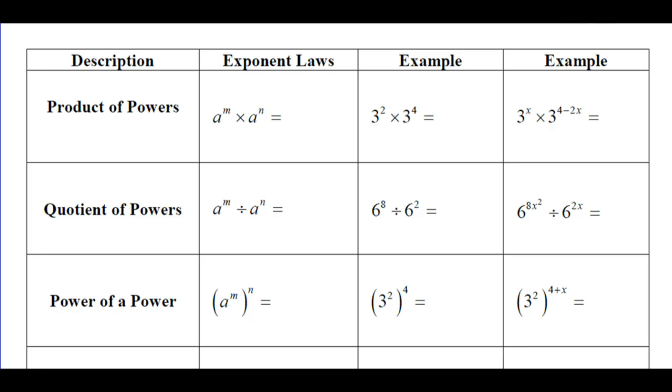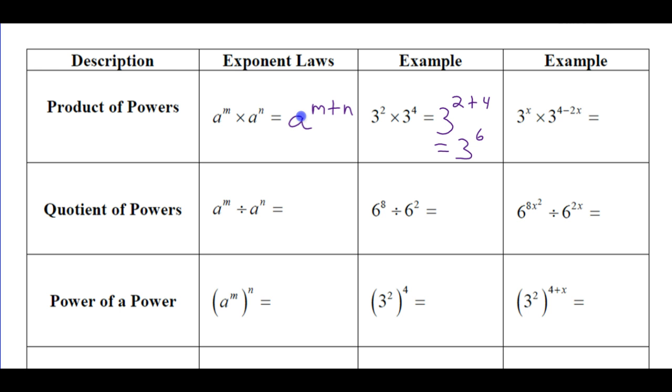So a to the m times a to the n. When you multiply powers with the same base, you add the exponents. So it'll be a to the power of m plus n. 3 squared times 3 to the 4th is 3 to the 2 plus 4, which is 3 to the 6.